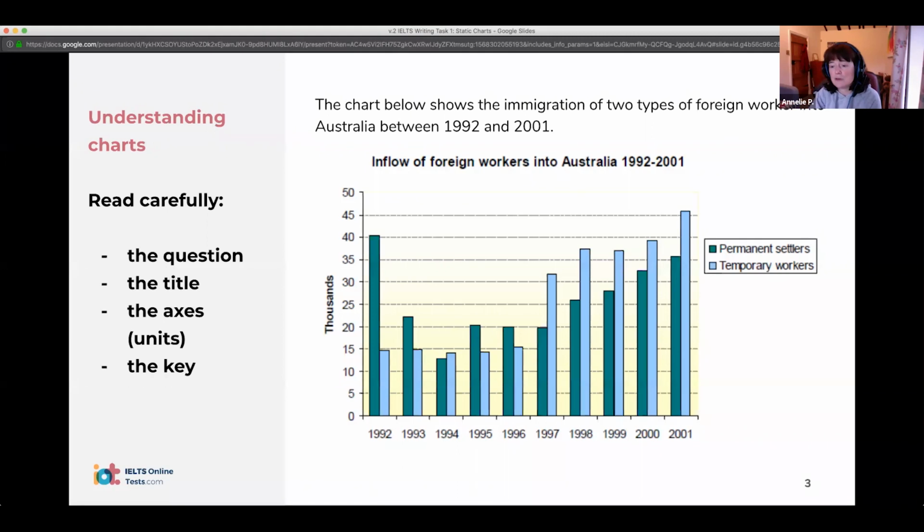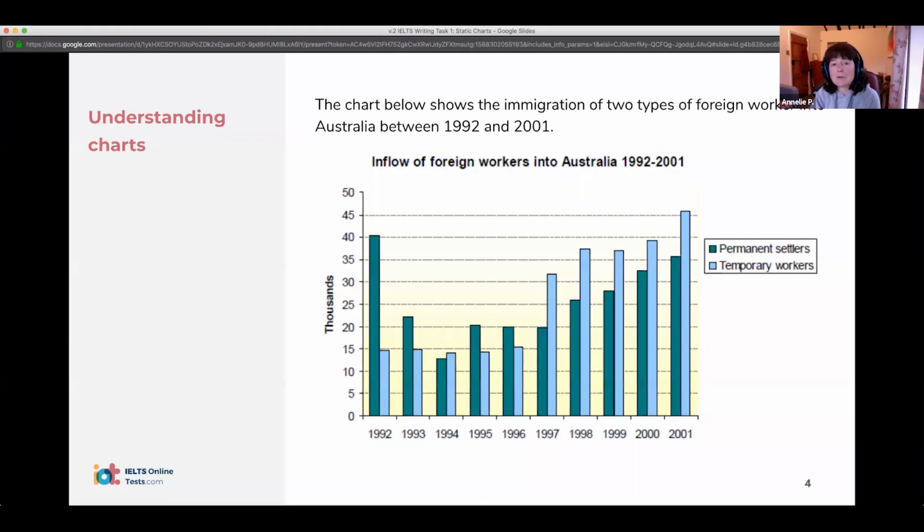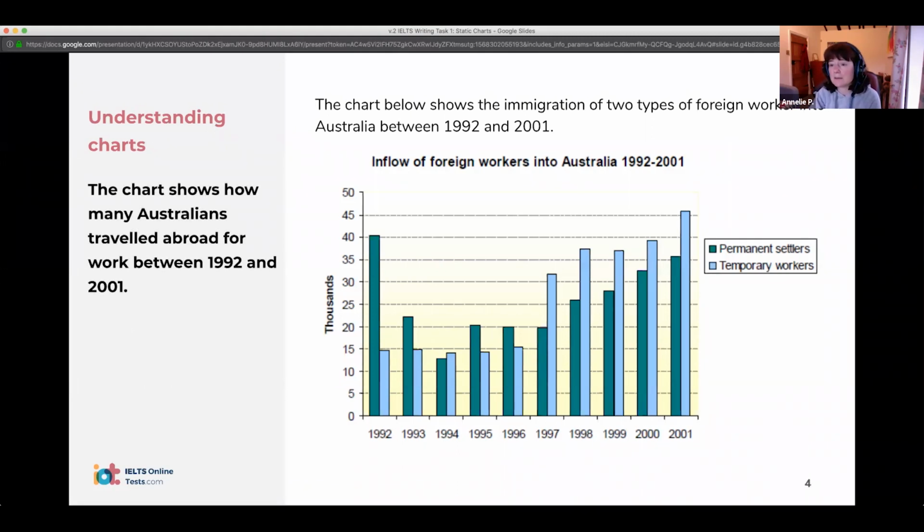So to practice that a little bit, we are going to look at some statements about the bar chart. Some of them are true and some of them are false, okay? So you've got to look very carefully to check that. Tell me if you think they're true or false, and if you think they're false, what do you think the correct information is? Why are they false?